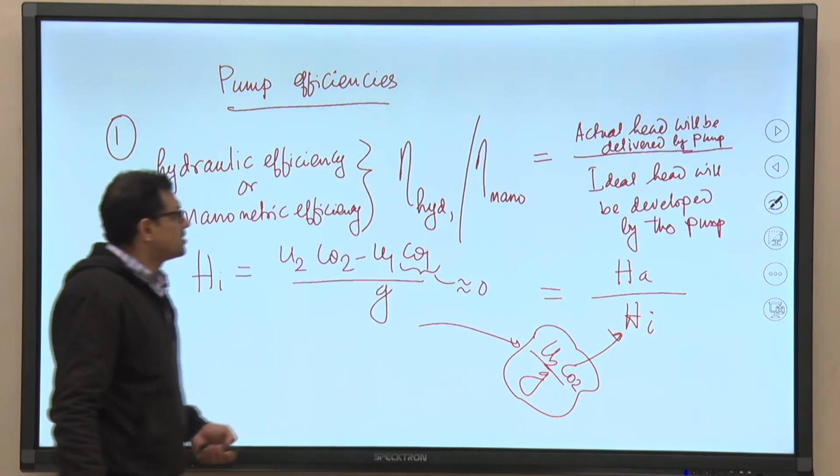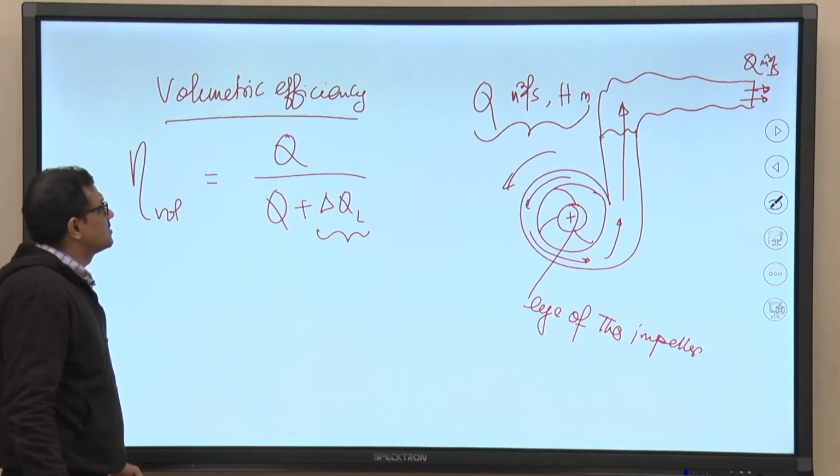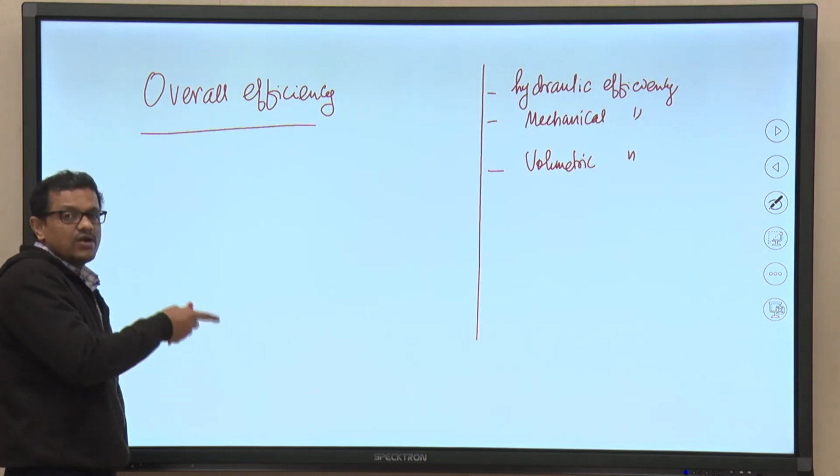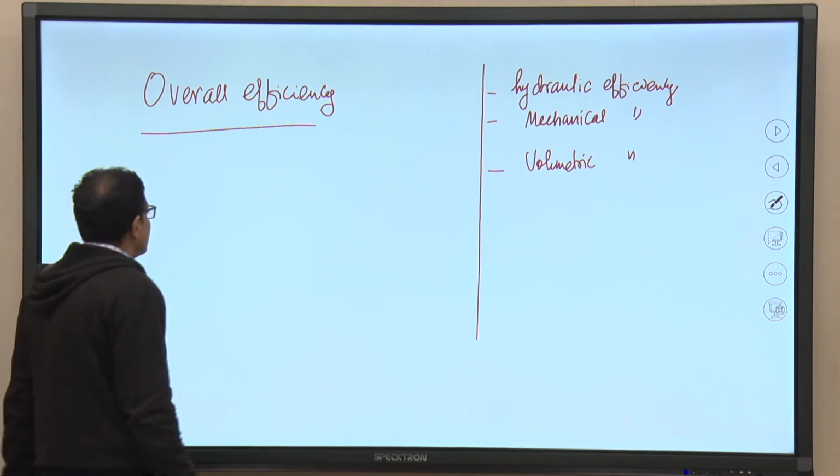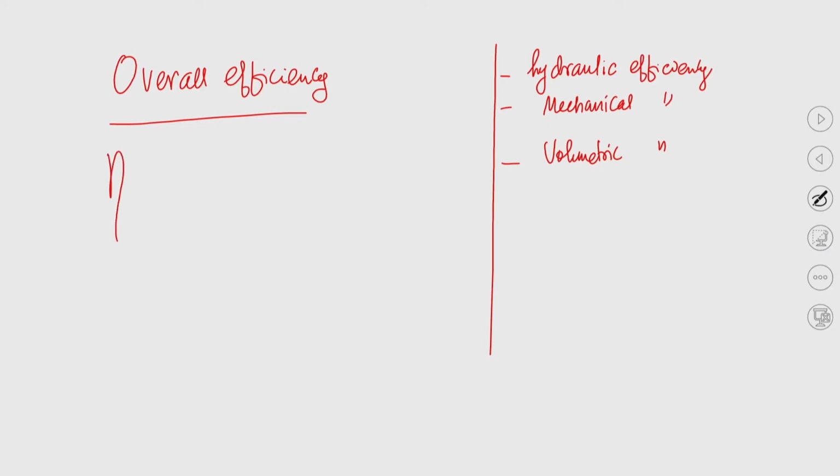So, now considering these three different efficiencies, we are going to define overall efficiency. So, what is overall efficiency? See, overall efficiency, eta overall, is nothing but, as I wrote in the context of the definition of mechanical efficiency, that we are giving power input to the pump.